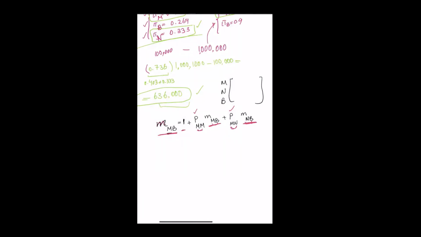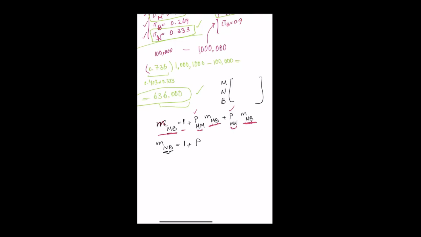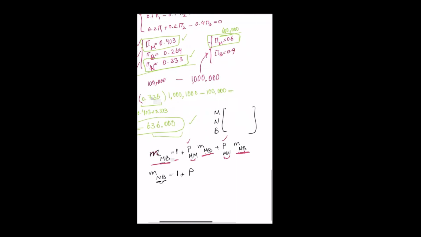So I'm going to write NB. I'm eating at restaurant N right now, and I want to see how many weeks it will take for me to switch to restaurant B for the first time. So I either go to restaurant M and from M to B in 1 week, or I go from restaurant N.